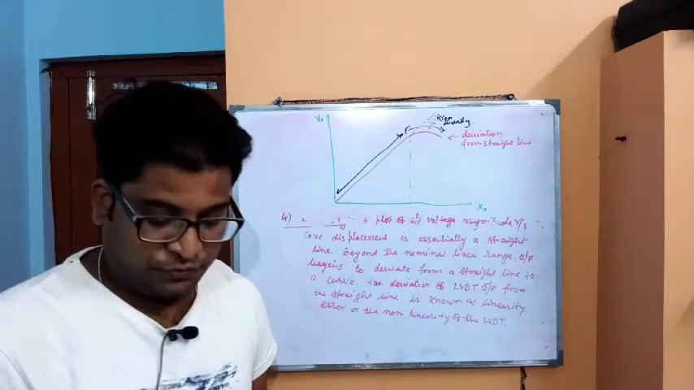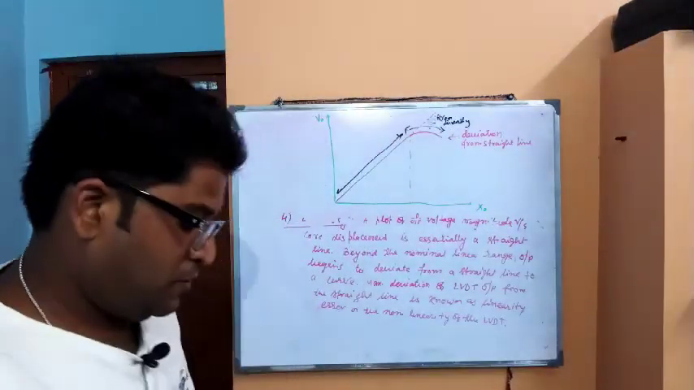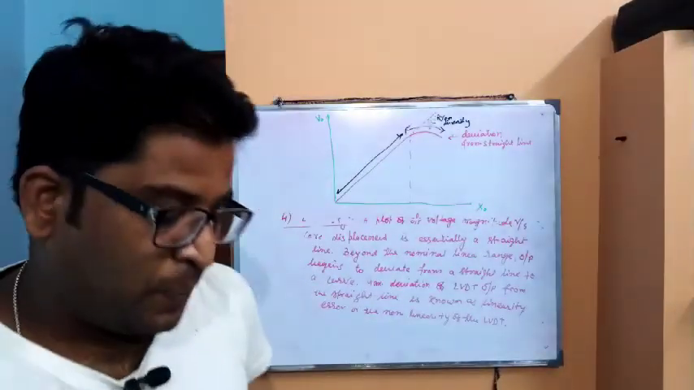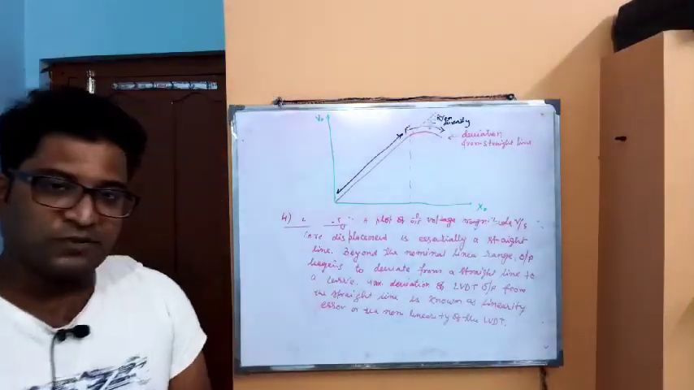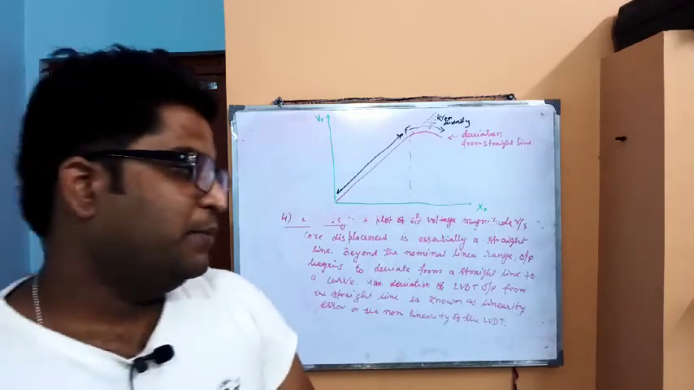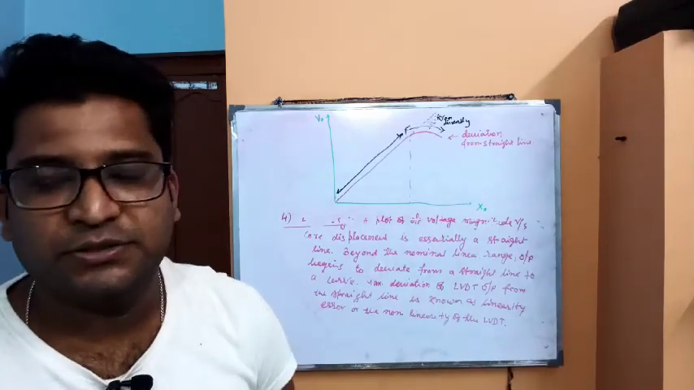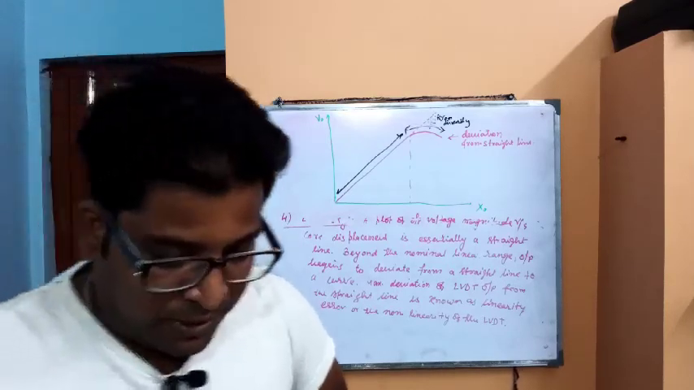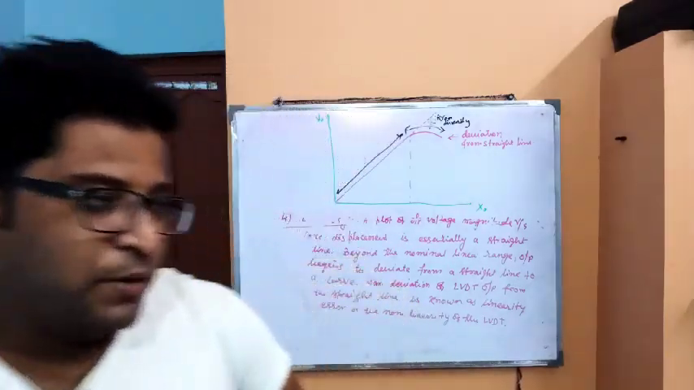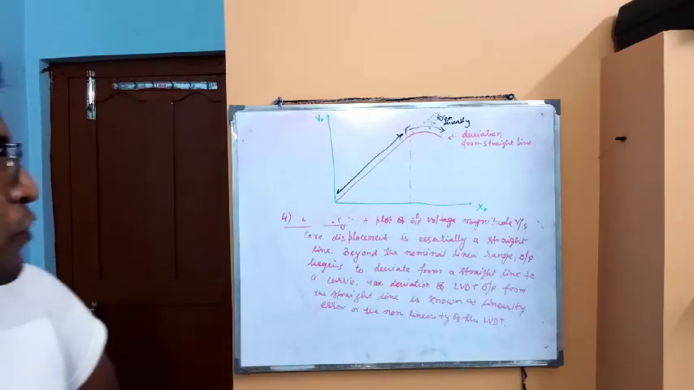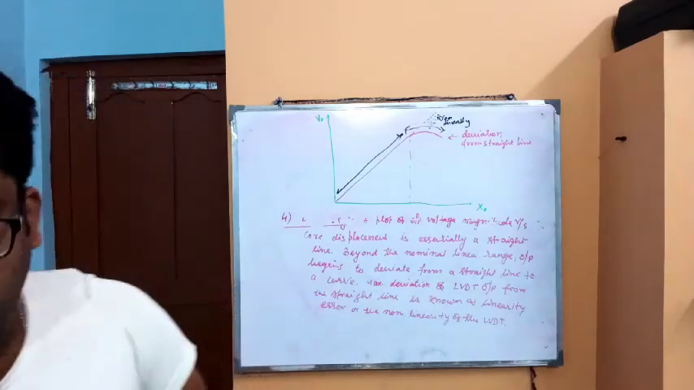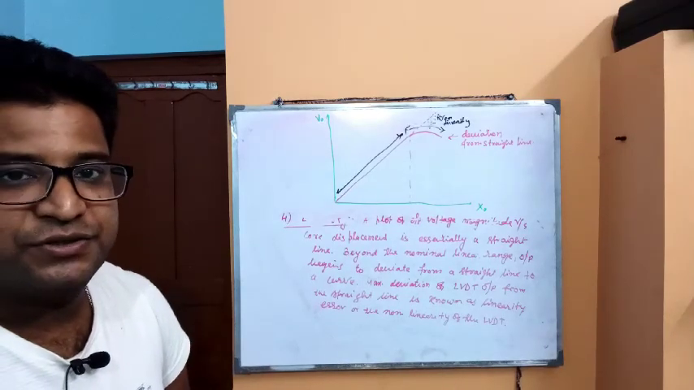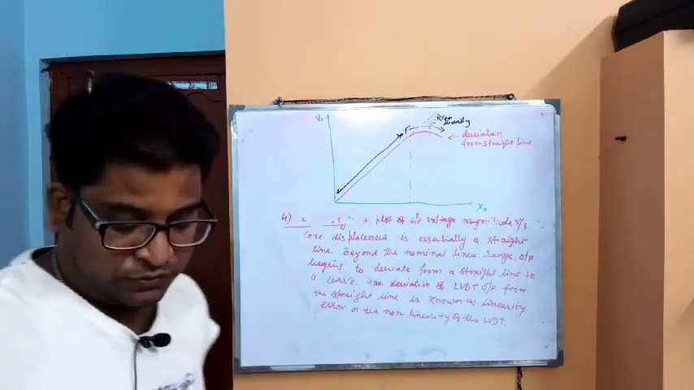Okay. So that's all for LVDT. Now we have the remaining topics, that is the strain gauge and some other parameters related to flow measurement by magnetic flow meter. These things will be discussed in the next class.